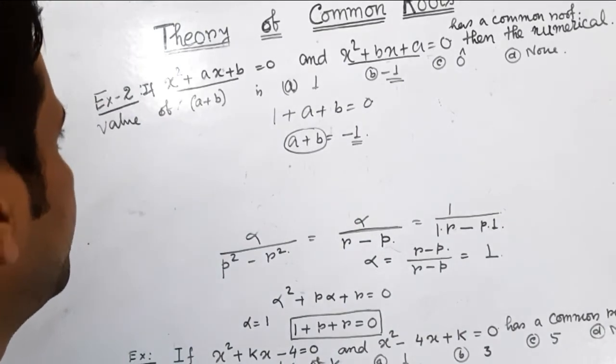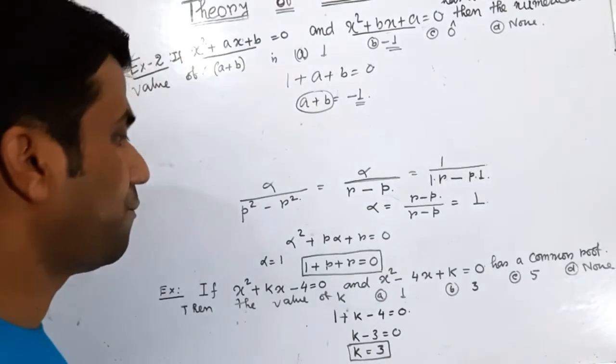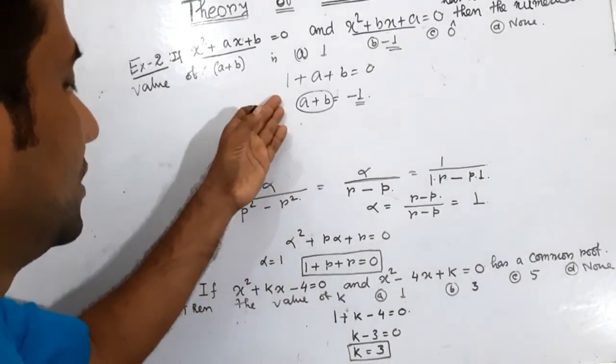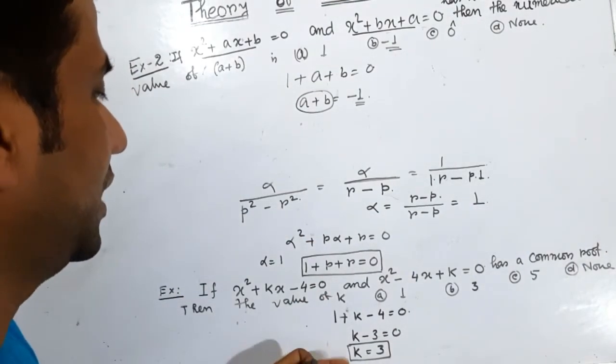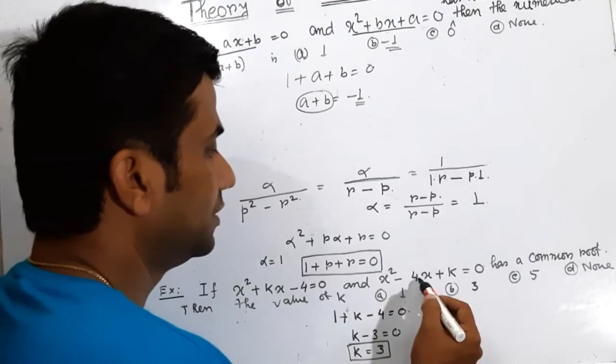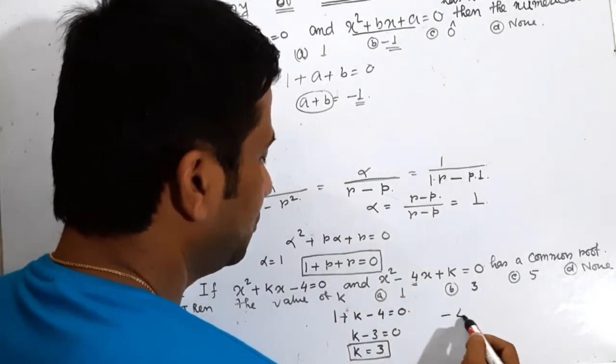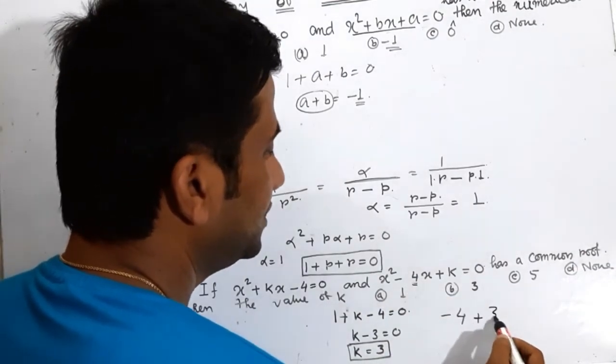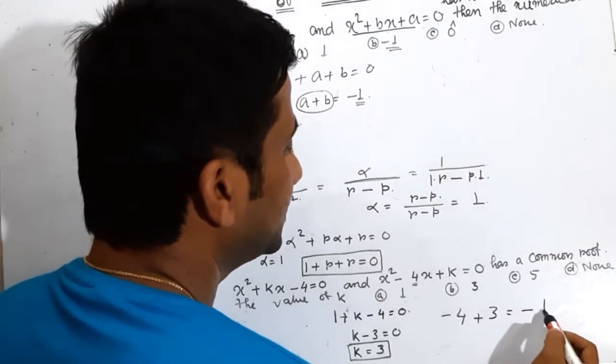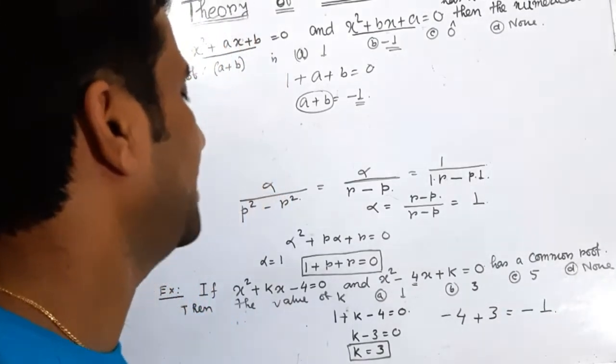Okay. From this you can see that the numerical value is -4 and k is 3. This is k minus 3 is equal to -1.